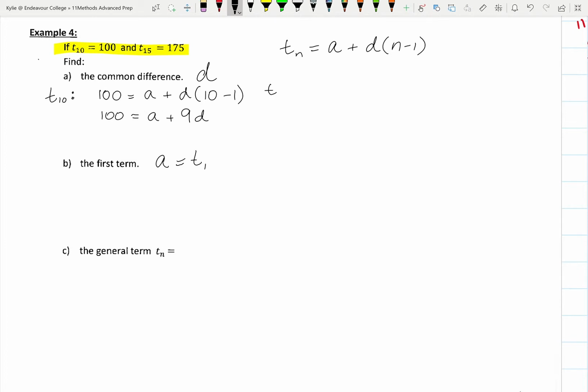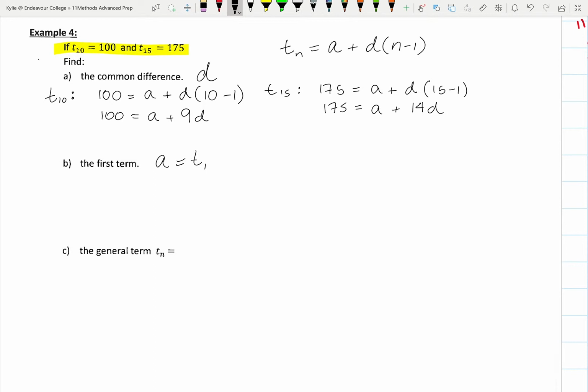Looking at T15, 175 equals A plus D, our common difference, times 15 minus 1. So 175 equals A plus 14D. Now there's a variety of different ways that you can solve it. You can solve it by substitution or elimination, whichever method you prefer.